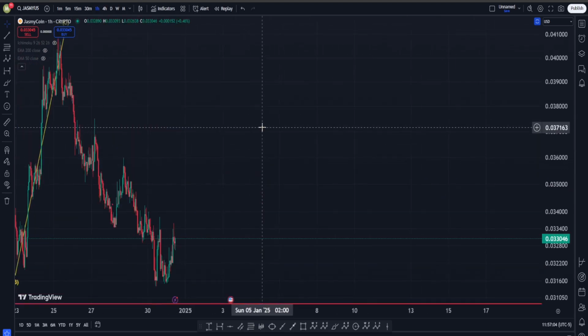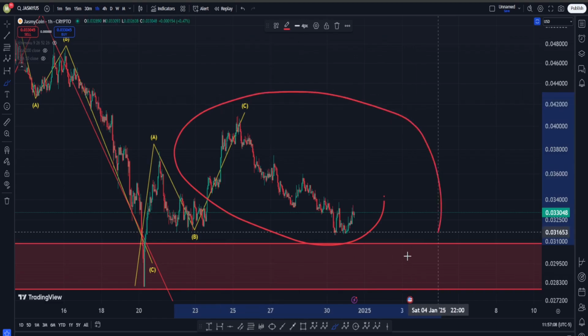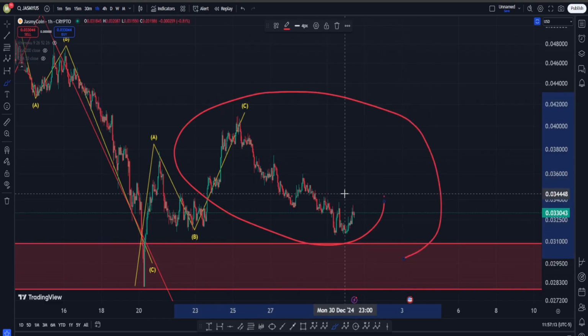Okay, so in today's video about JasmyCoin, I want to talk about this part of the price action specifically, and talk to you about an unfortunately bearish sign that happened recently, and tell you what might be next and what I am looking for in terms of structures.